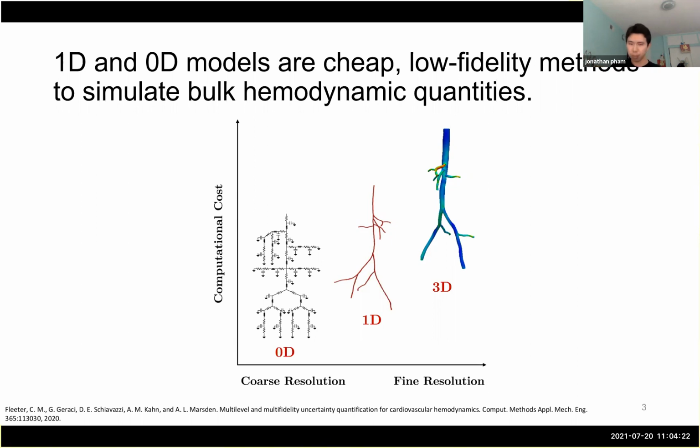So this begs the question, if 1D and 0D models provide us with less information than 3D models, then why should we even use these reduced order models in the first place? Well, the primary advantage of these lower fidelity models is that they're significantly cheaper to simulate than 3D models. They're so cheap that we can often simulate them on a laptop with just a single processor, as compared to 3D models, which often require many hours and many computational resources, such as multiple processors or a supercomputer to simulate.